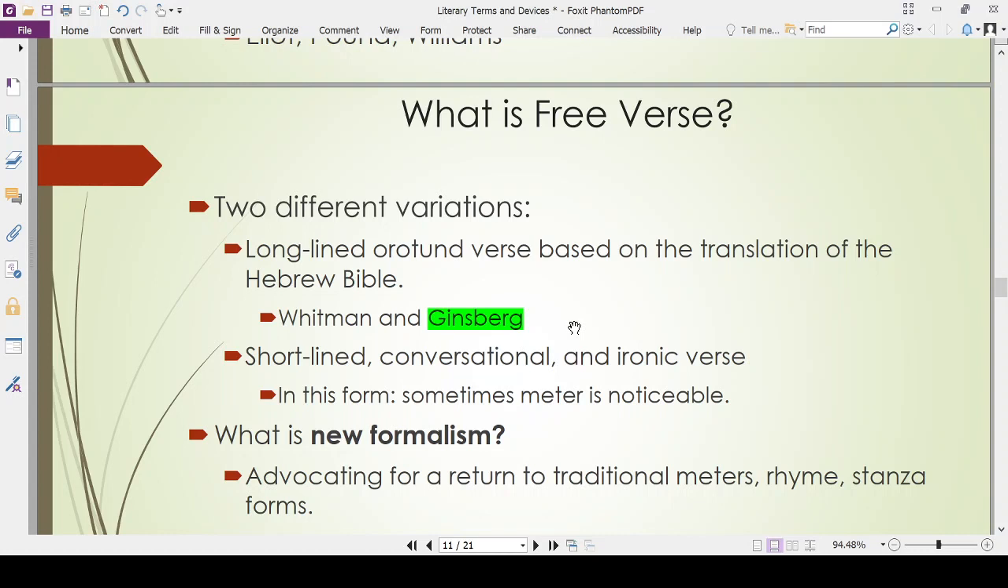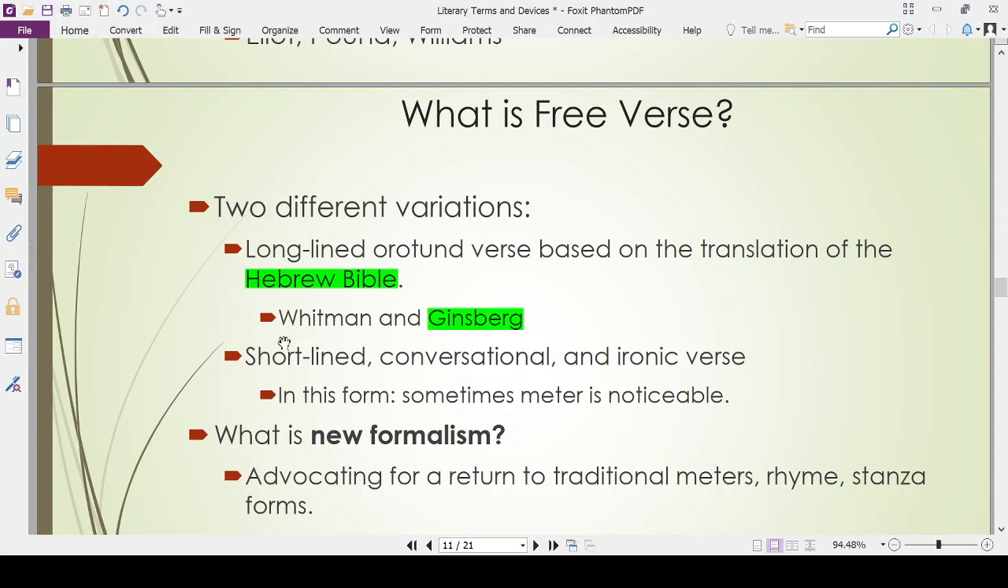Anyway, so Whitman and Ginsberg actually follow the first tradition of free verse, which uses long-lined orotund verse based on the translation of the Hebrew Bible. And so their inspiration was the translation of the Hebrew Bible, in which the lines are quite long and the lines are actually quite heavy and very difficult to understand. That is one tradition and one variation of free verse.